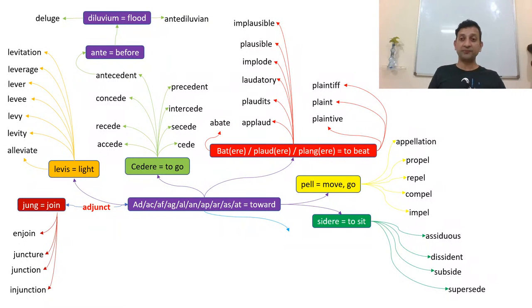Sid, to sit. Assiduous: he sits on something till he gets the job done. Very hard working, assiduous. Dissident: he sits away from us. He is not happy sitting with us. A dissident is somebody who is not one with the majoritarian view or one with the party leadership. Subside, something that sits below. A situation that is becoming less and less severe or less and less intense. His excitement subsided once he met her in person and saw what a rude person she was.